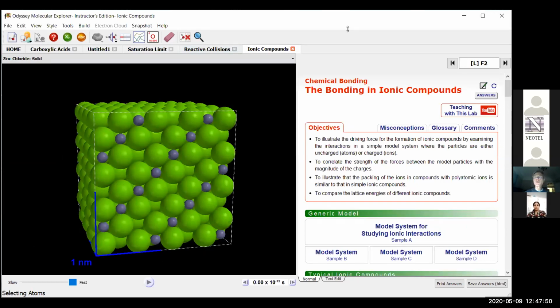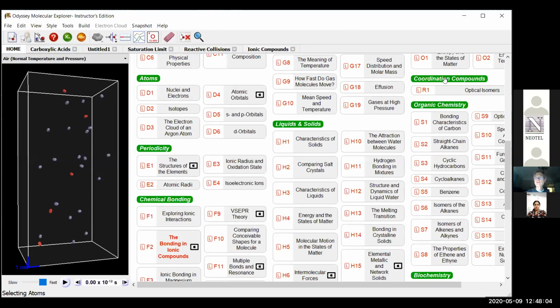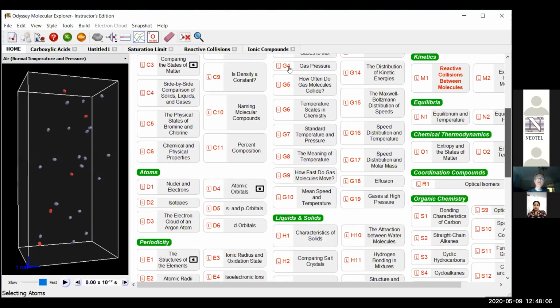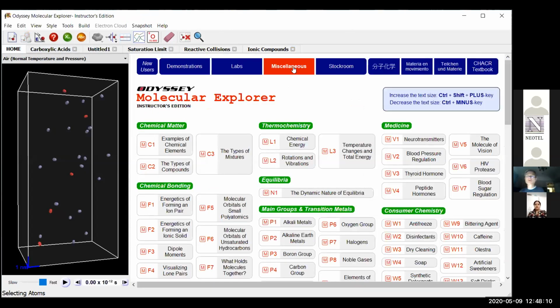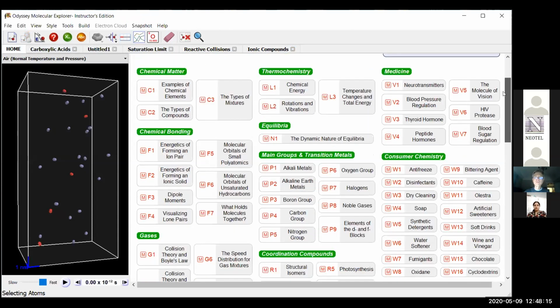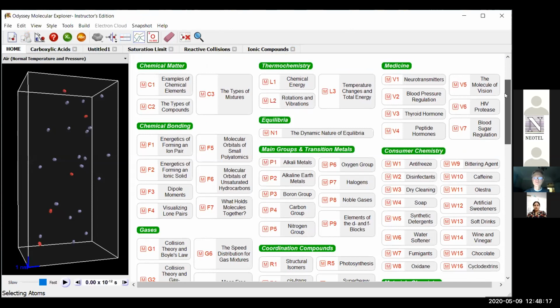I'll show you one more section, and then wrap up the ODYSSEY part of the workshop. I'll go to the home page and go here, miscellaneous. So that's a section of the program where you see models, little essays about all kinds of topics.